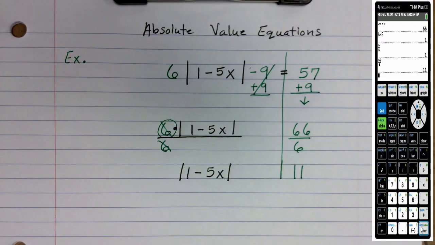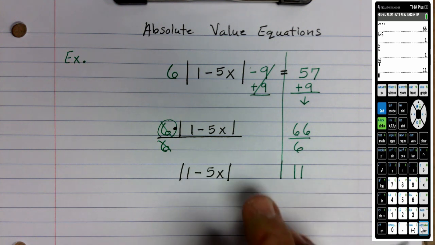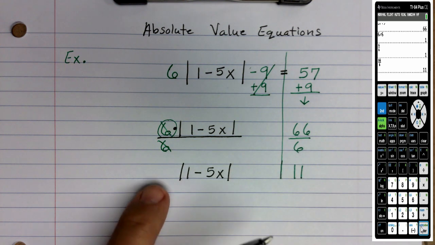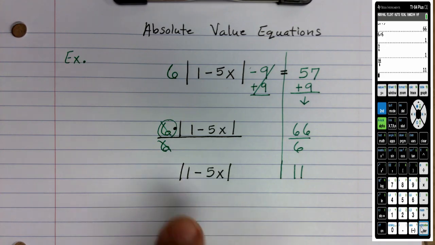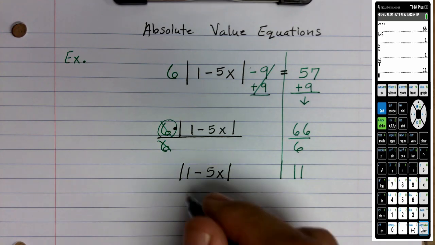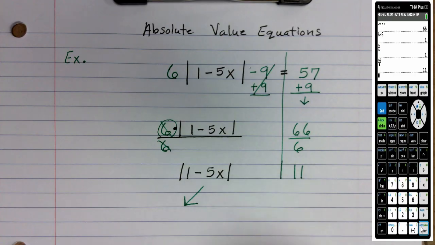Now we're ready to set up two equations from this. Now that we have it written, the absolute value of 1 minus 5x is equal to 11, because notice we don't have any numbers being added or subtracted, and we don't have any numbers being multiplied or divided to it. So now we're going to turn this into two different equations.